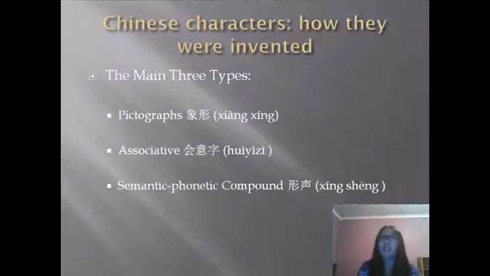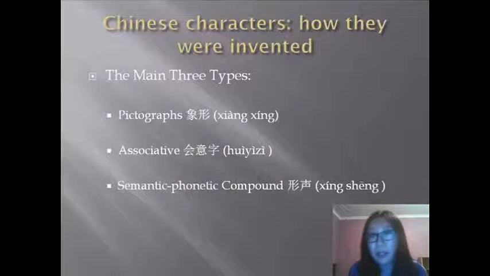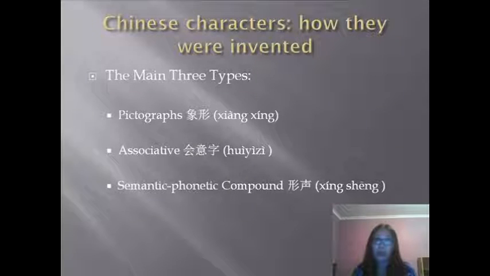Chinese characters can be categorized into different categories in terms of how they were invented. And here we will talk about these three categories. They are pictographs and associatives and semantic phonetic compound. And you might want to have a look at the table provided in the PowerPoint of a list of characters through different stages. There are altogether 10 of them.